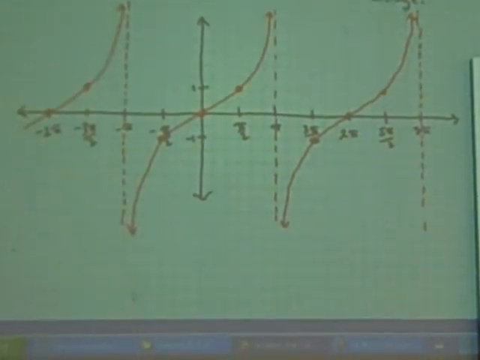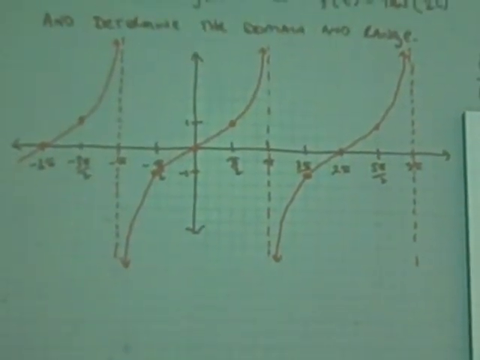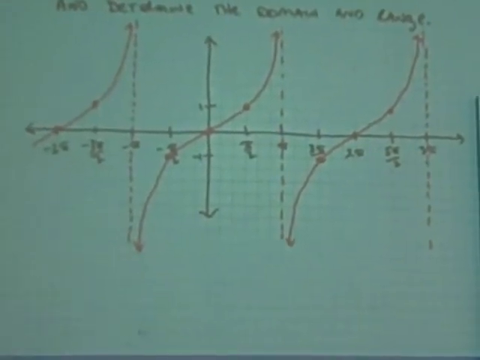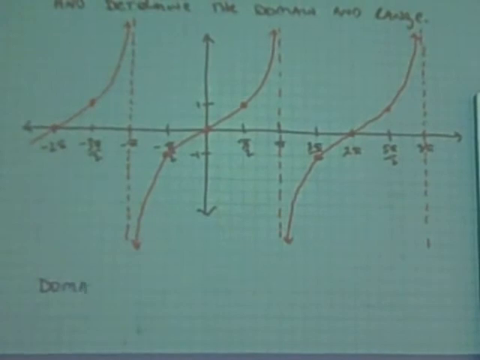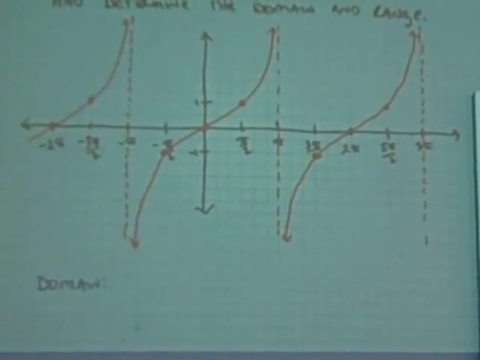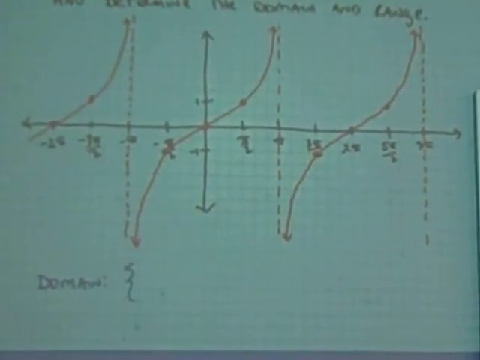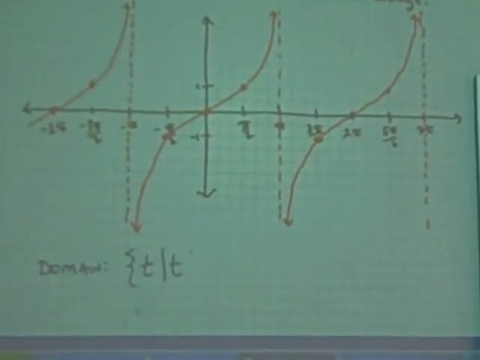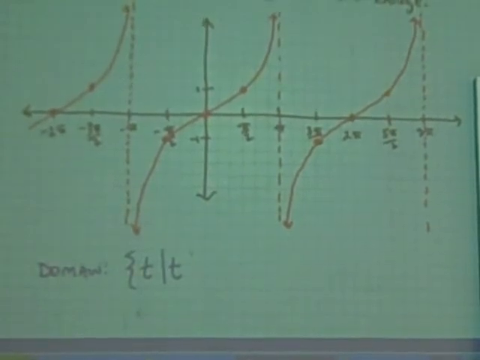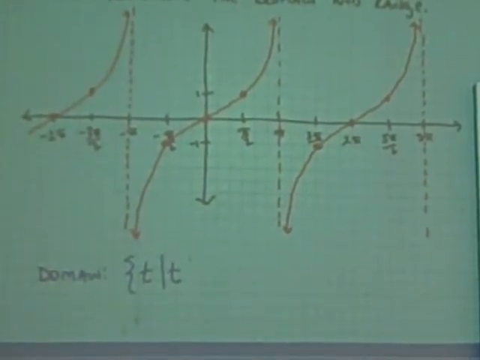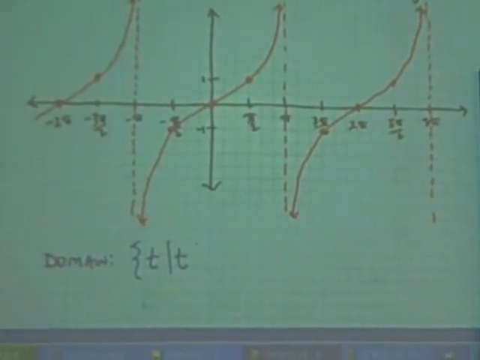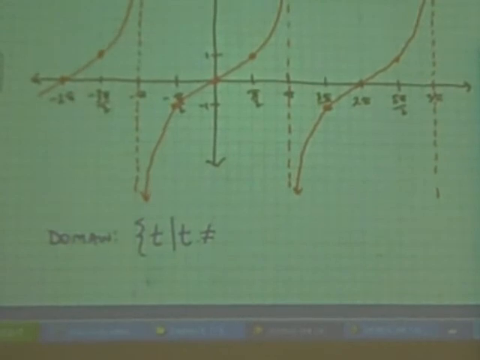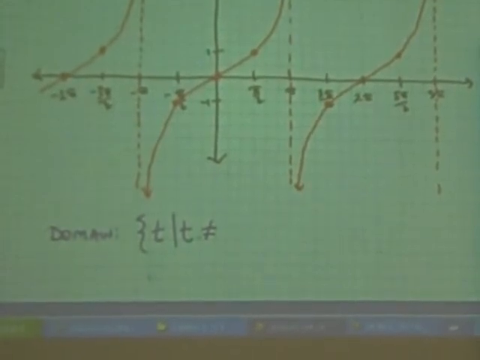We sketched the graph, but we're not finished, are we? How do we do the domain on this one? The domain is all t such that t is not equal to odd multiples of pi.